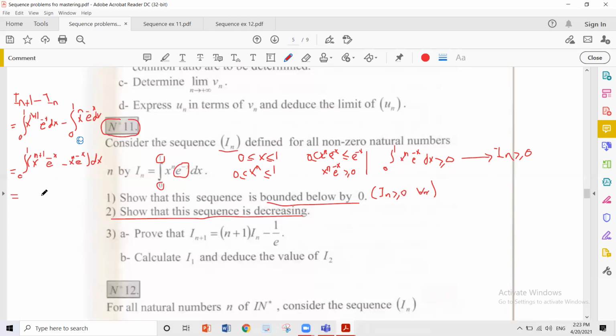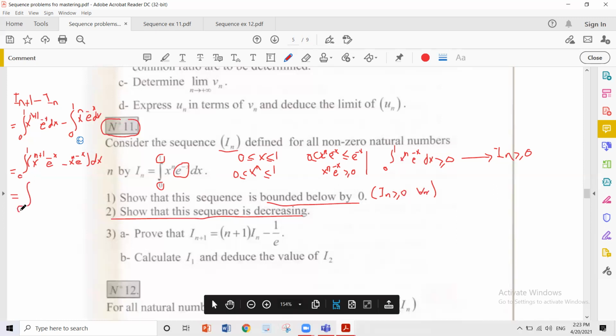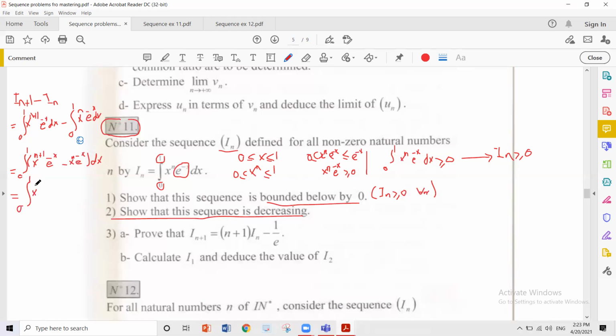Yeah, what is common? Finally, I got x^n e^(-x). Common. What remains here? One. x minus one. dx.